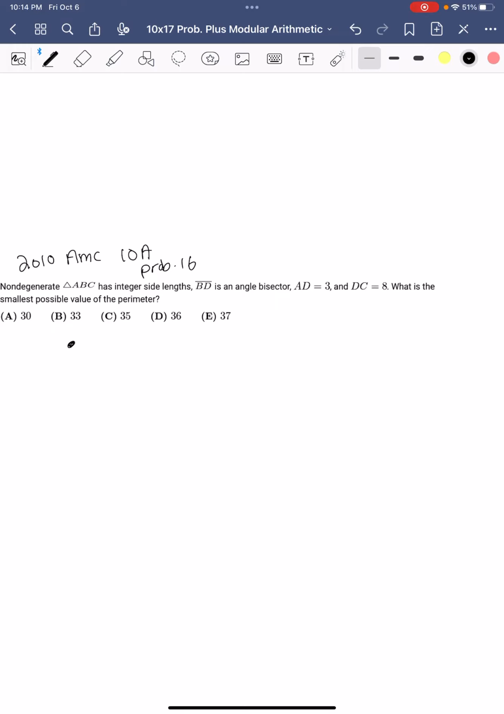So let's try to get a pictorial so we can better understand what's going on. Let's just draw out the triangle. We have A, B, and C. We know that D is on AC, and this is an angle bisector. AD equals 3, and DC equals 8. Alright, superb. What can we do from here?